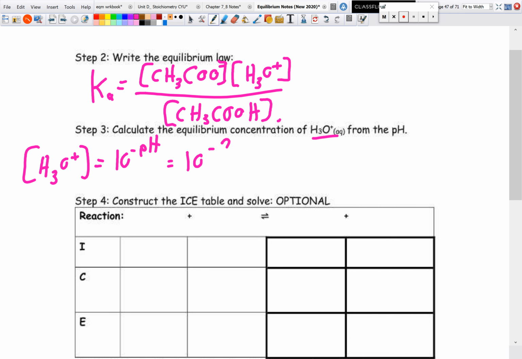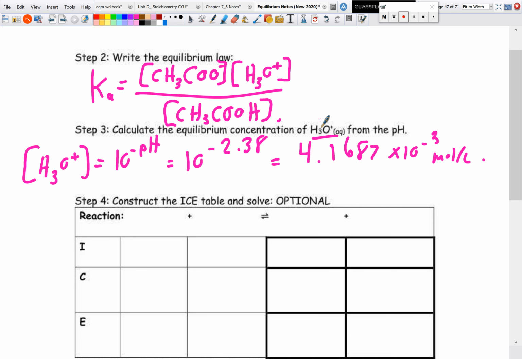So the pH was negative 2.38, and we're left with 4.2 times 10 to the negative 3. Now, you could keep more digits if you want, which will probably be a good idea. This isn't really the final answer, so I should probably keep a few more digits just in case. So let me just rewrite this as 4.167 times 10 to the negative 3 moles per liter.